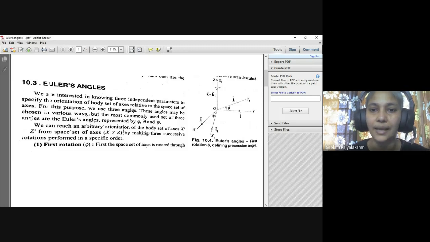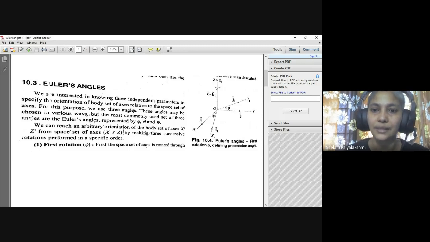Now Euler's angles, first rotation. For the first rotation we have chosen phi. We consider the space set of axes x, y, z, and x is rotating with an angle phi from x to x1. Here i bar, j bar, k bar are the unit vectors for the x, y and z axes. When x is rotated with an angle phi in an anti-clockwise direction, it goes from x to x dash, and x is rotating relative to the z axis.